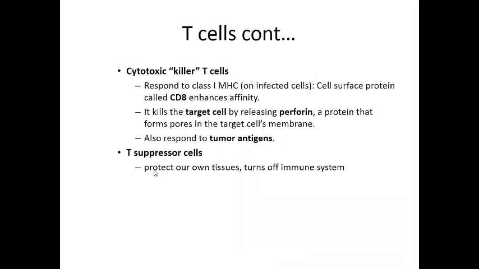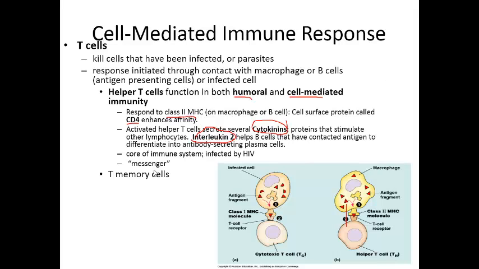Cytotoxic T cells, or killer T cells as we call them, respond to class 1 MHC, so they respond to normal body cells that have been infected. They have a protein called the CD8 protein. So when a normal infected cell becomes an antigen presenting cell, it's going to present the antigen to the cytotoxic T cell. There is a protein that's going to work like a vice here, and we call this the CD8 protein.